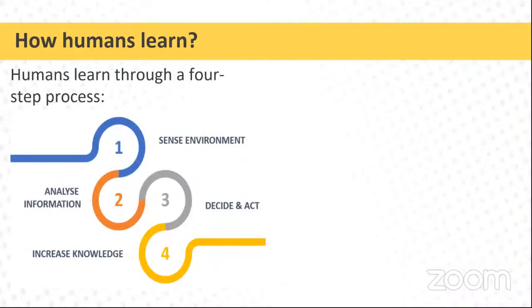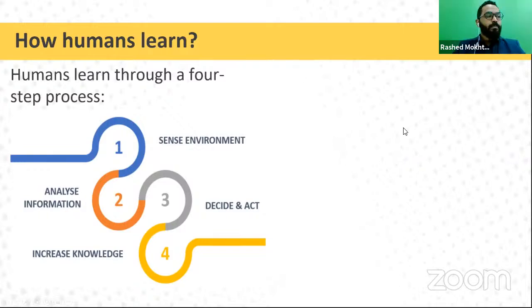Machine learning, on the other side, is a process, right? So if a small child wants to start to learn how to walk, he keeps looking at others. So he's sensing the environment. He keeps looking at his parents, his brothers or sisters, and then analyzes their movement, how they do this, and then he makes a decision, right? He decides to act, and then he keeps increasing and makes himself more capable of doing this walking thing.